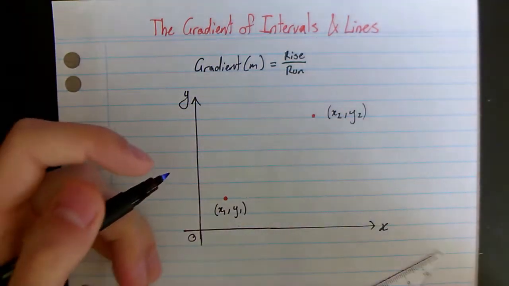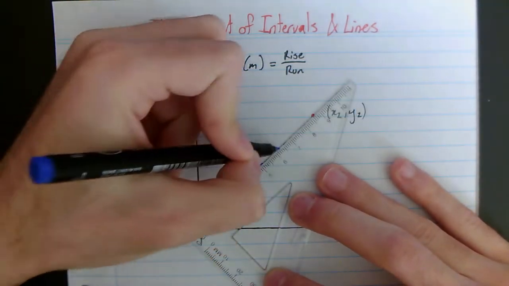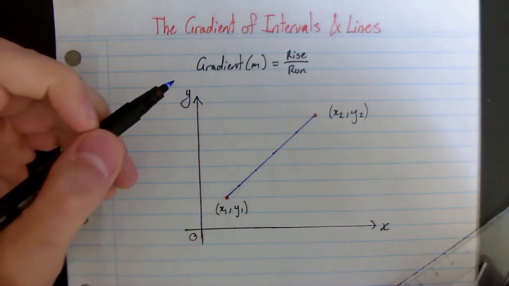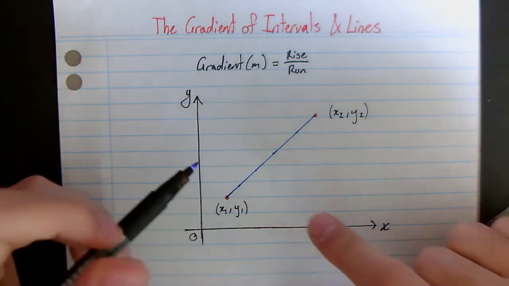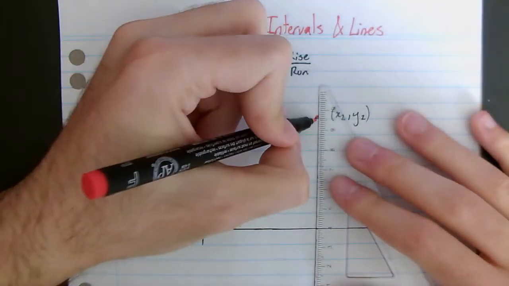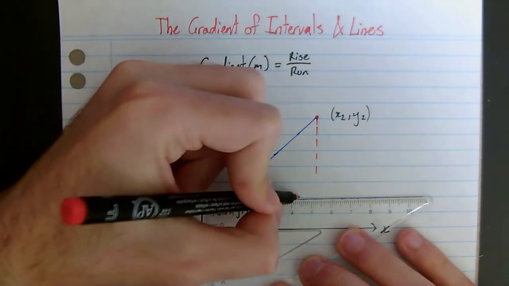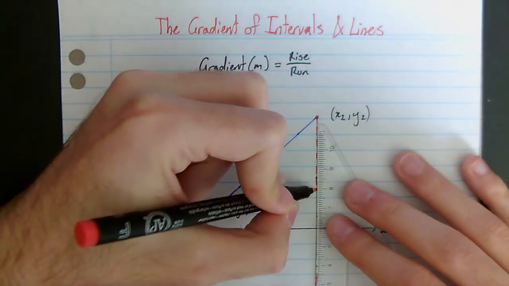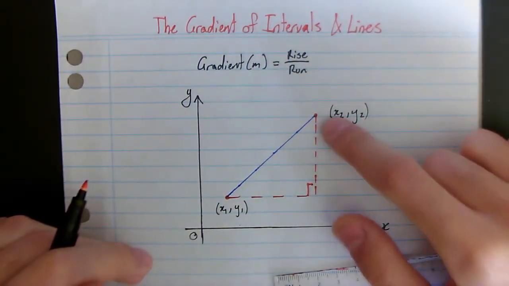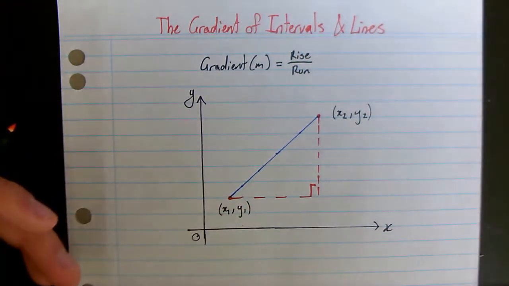Now, if we consider the line between these 2 points, we can consider the gradient, and how we're going to do that is we're going to split it up in a right angled triangle. We can construct a little right angled triangle and realize that the rise is going to be the vertical height of the triangle, and that the run is going to be the horizontal length of the triangle.